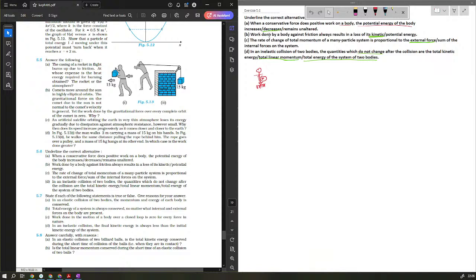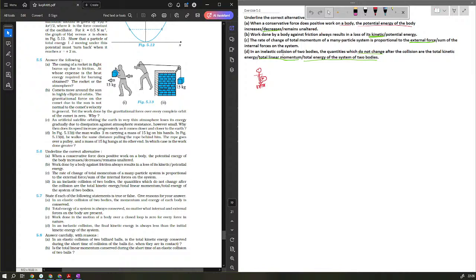Now in the second case, work done by a body against friction always results in loss of its kinetic energy or potential energy. Work done against friction always resists the motion of the body, thus the kinetic energy of the body will be lost. The third is: the rate of change of total momentum of a many-particle system is proportional to the external force or the sum of the internal forces. For internal forces of the system, the total momentum is always conserved. So here the answer should be external force.